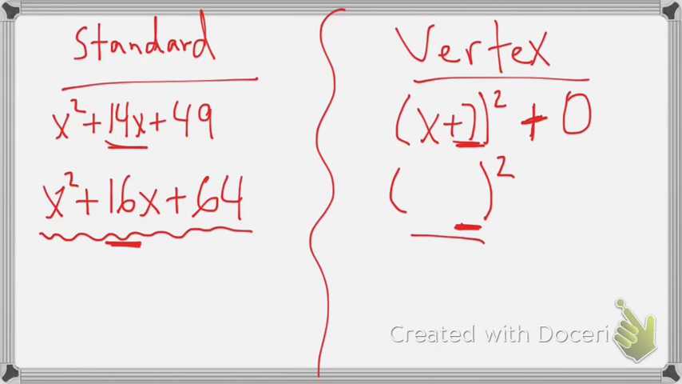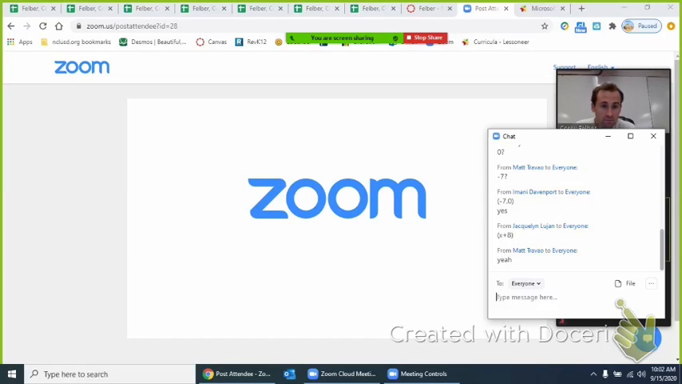Does that make sense to you guys? Do you see the pattern there? How'd you get 8, Jackie? How'd you go from 16 to 8? Okay, Matt sees it. So what'd she do, Matt? How'd you get from 16 to 8?